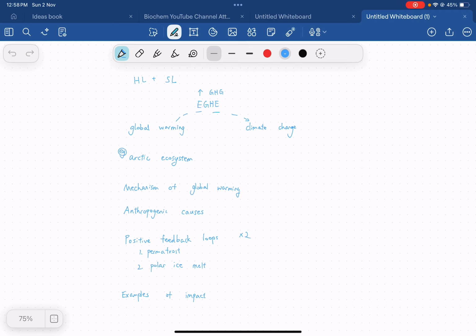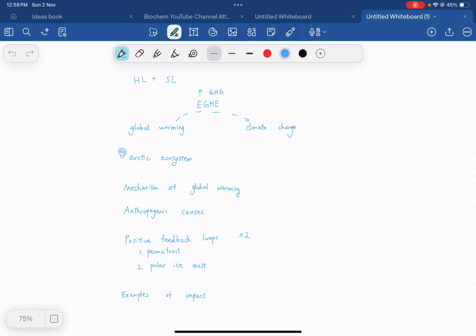Climate change is caused by the excessive release of greenhouse gases in the atmosphere. Currently, we have different industries, especially secondary industry, that release a lot of greenhouse gases, including methane, CO2, H2O into the atmosphere. And this excess amount of greenhouse gases in the atmosphere could lead to an enhanced greenhouse effect.